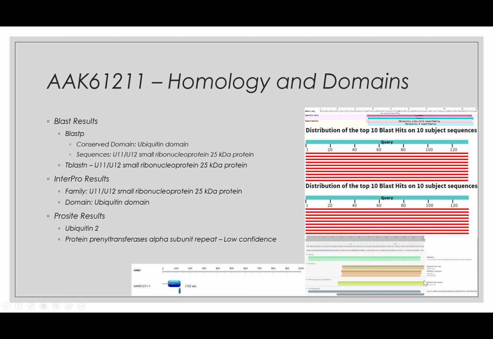The InterPro family results, again, were the same, and the domain did correspond with the BLAST result of a ubiquitin domain. And the Prosite also gave a ubiquitin 2 domain. It also did give a protein prenyl transferase alpha subunit repeat identification, but it was low confidence.